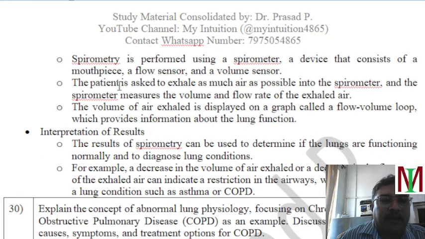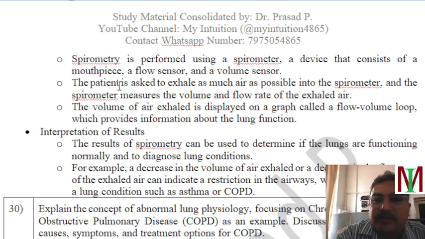How does it work? It is performed using a device called a spirometer. It consists of a mouthpiece, a flow sensor, and a volume sensor. It means we need to blow air into that. So the patient is asked to exhale as much air as possible into the spirometer, and the spirometer measures the volume and flow rate of the exhaled air. The volume of air exhaled is displayed on a graph called a flow volume loop, which provides information about the functioning of the lung.